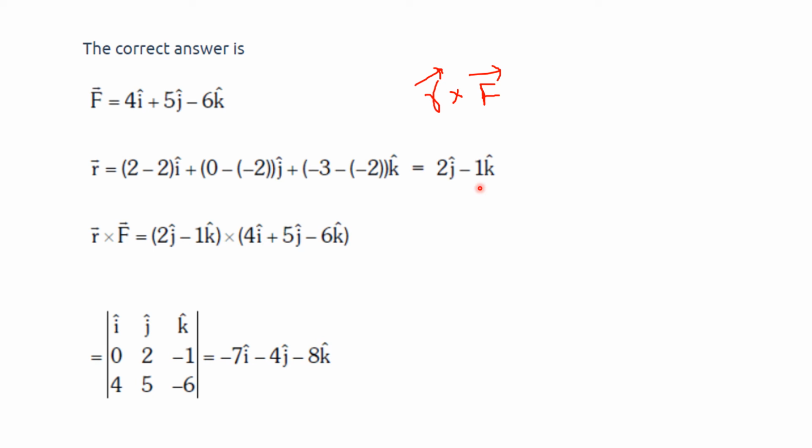Now we find the value of r vector cross f vector, cross product between the two, right? So using the matrix, the answer is equal to minus 7 i cap minus 4 j cap minus 8 k cap. Choose the corresponding option from the given options. That's the correct answer: minus 7 i cap minus 4 j cap minus 8 k cap.